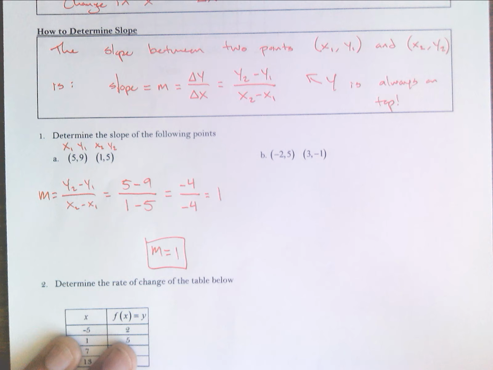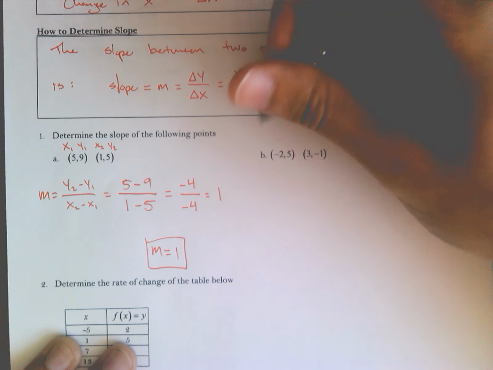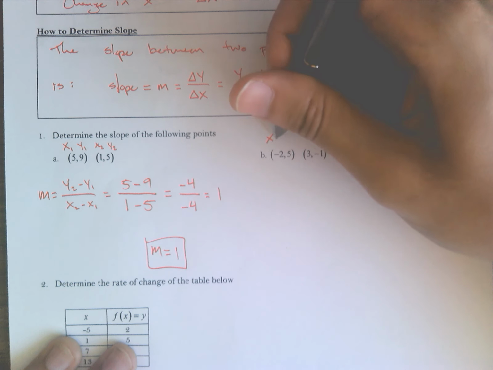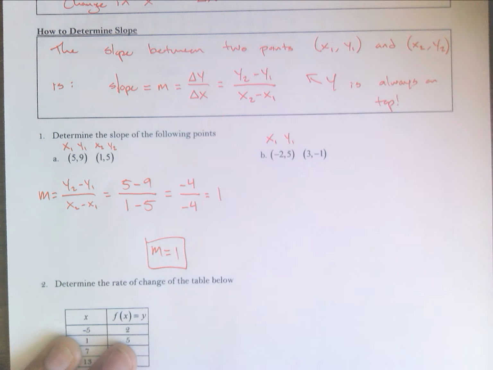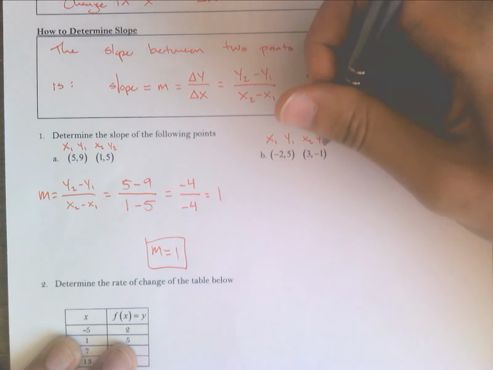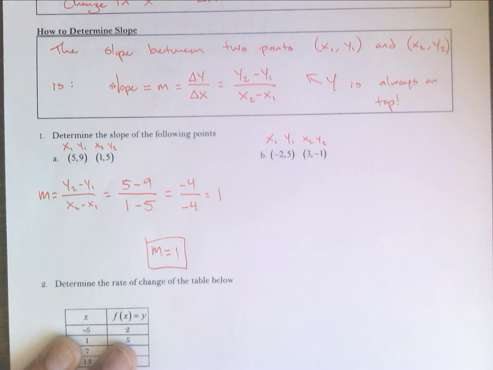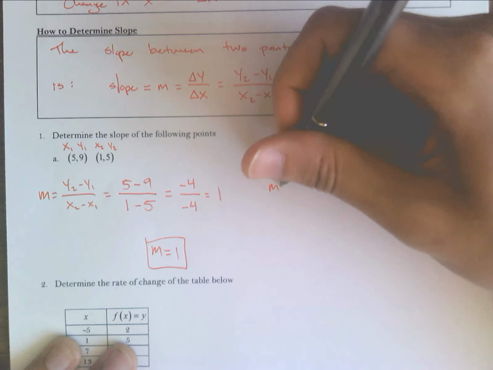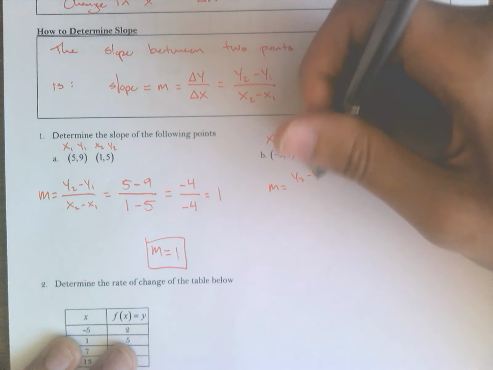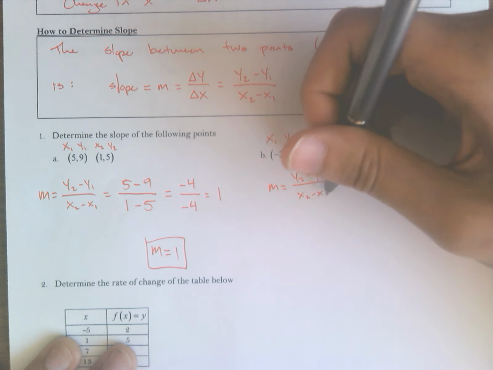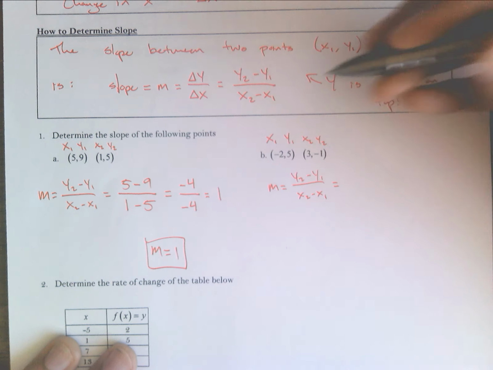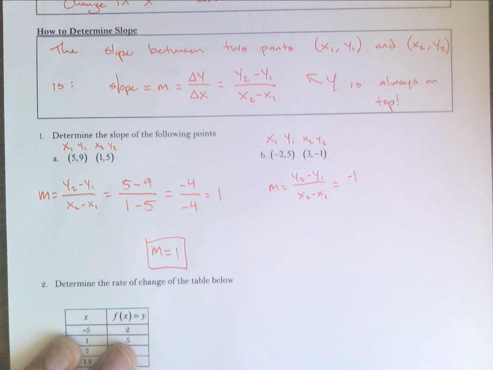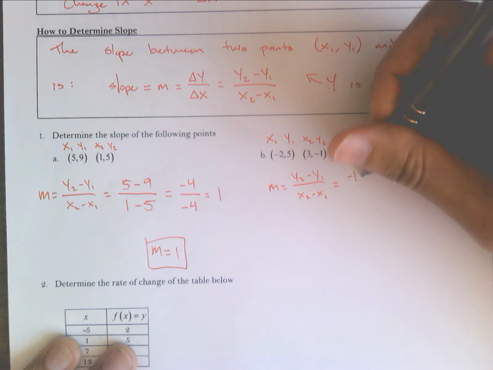Let's try another example. So here we have 2 points. The first thing that we do is label our points. So step 1, we're going to label our points, x1, y1, and x2, y2. So we're going to find our slope. So using our formula, m equals y2 minus y1 over x2 minus x1. So y2 is negative 1. y1 is 5, so minus 5.